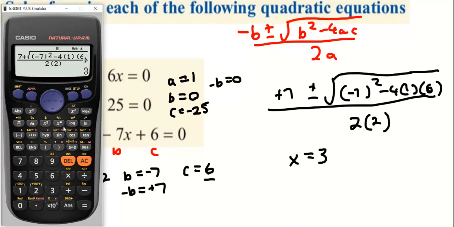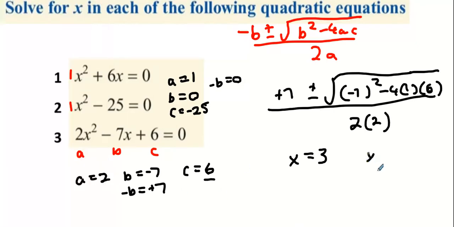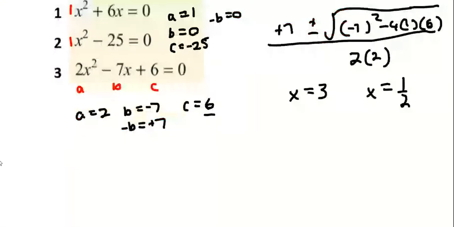Then go back, change it to a minus. And you get these answers out every time, and you get x equals a half. Alright guys, so that's no bother. You're able to do that. Okay.